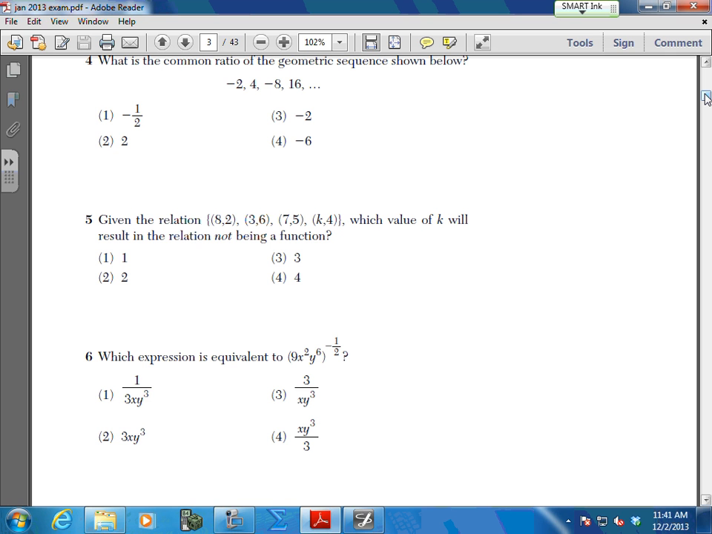Number 5, this goes along with your definition of what is a function. A function is a relation, a special relation, that every x has one and only one y. In other words, x cannot repeat. Know the definition of a function, of a one-to-one, and an onto. They usually ask one of those. So which one would be so that it is not a function? If any of these x's repeat, and therefore it would be 3.